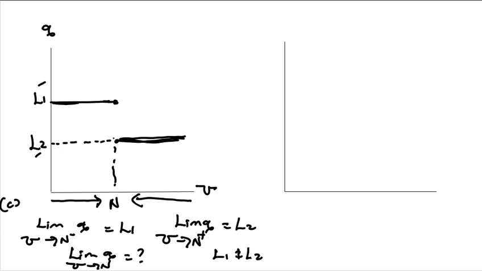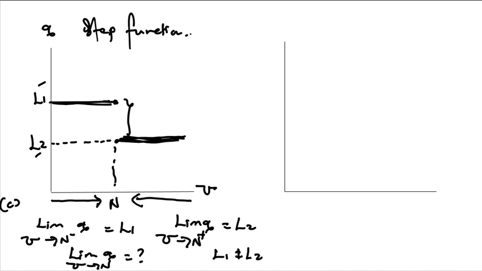So in this third case, graph C, the curve is not continuous when v is equivalent to n. Therefore, when we try to find the limit, it doesn't exist, because at n we have two values of q, L1 and L2, and you can see the curve jumps from this line to this line at v equivalent to n. So that's why this curve is what we call a step function or step curve.